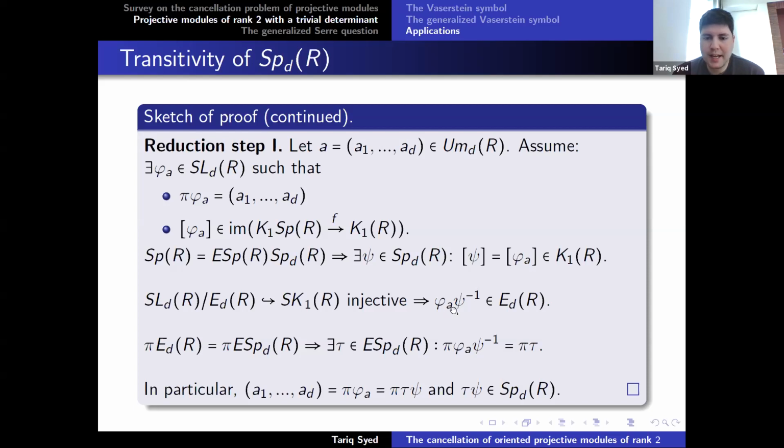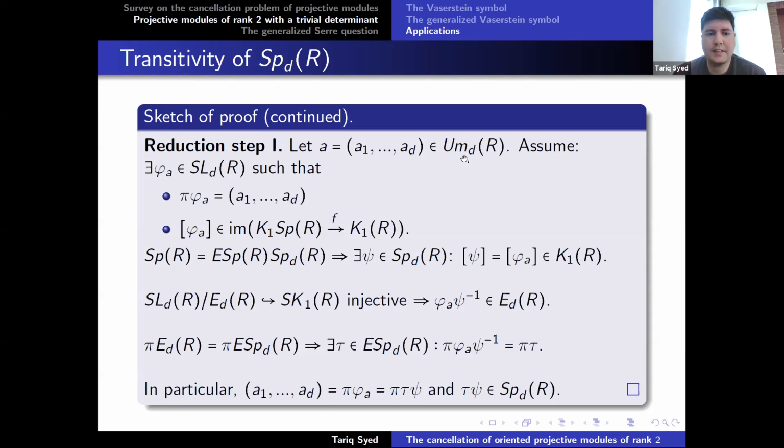So the difference is stably elementary, but in fact, this K1 stability result implies that this difference is already elementary. So we can actually show by this well-known theorem, proven by Vaserstein in the 70s, I think, that these orbits are always the same. So there's tau, which is elementary symplectic, such that pi tau is pi phi A psi inverse. And simply multiplying this equation by psi on the right, we get that A, which was pi phi A, is pi tau psi. And tau psi is symplectic because tau is elementary symplectic and psi is symplectic. Okay, so this is a reduction step.